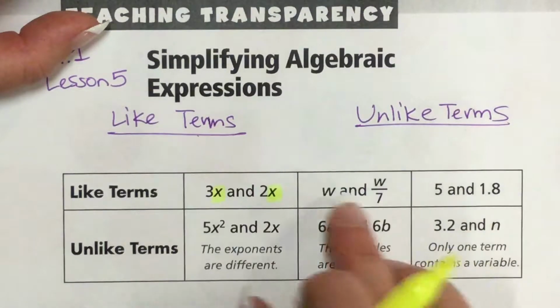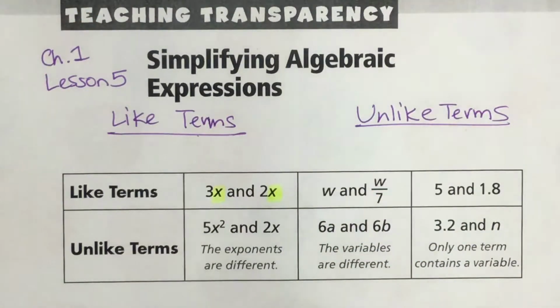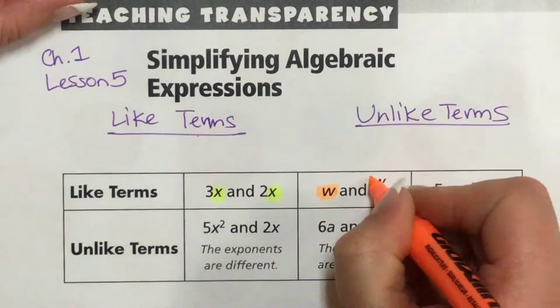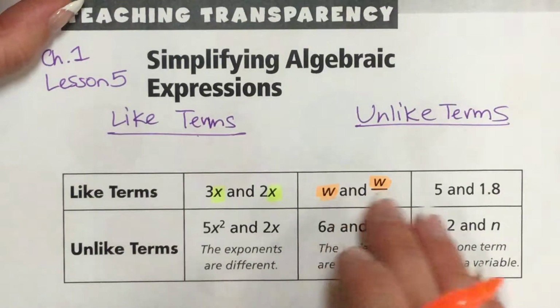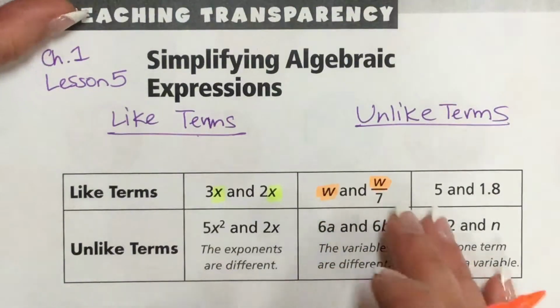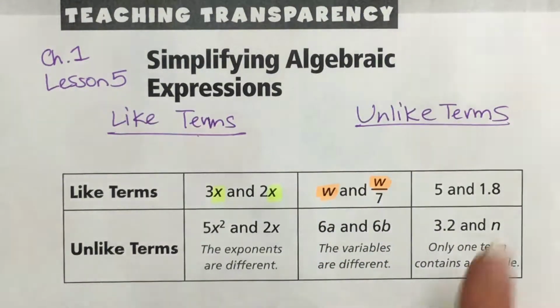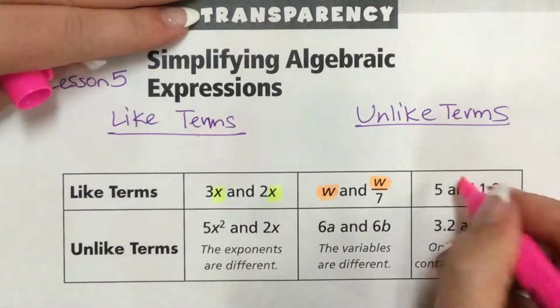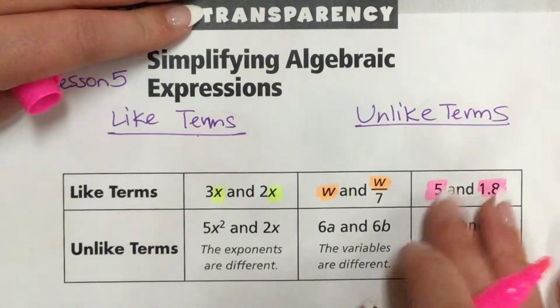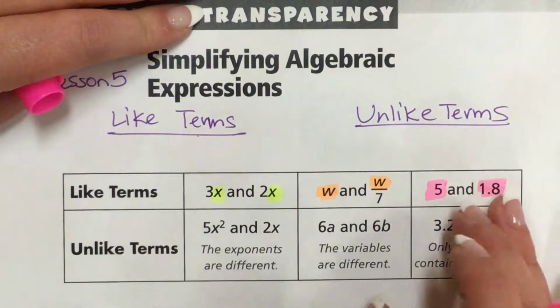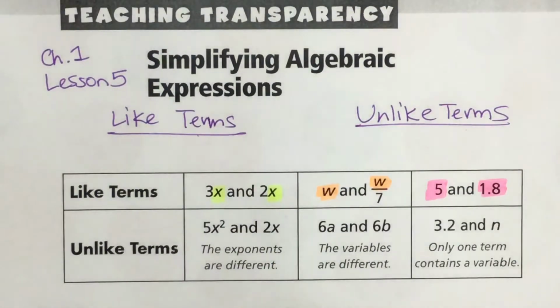Okay, let's look at the next one. It says W and W divided by 7, or W over 7. Now these both have a W, and even though this is a fraction, it's still okay. They both have a W, and these are like terms. The next one is 5 and 1.8. They're both numbers, and anytime you have numbers, those are like terms. So you can do anything with numbers. Those are like terms.